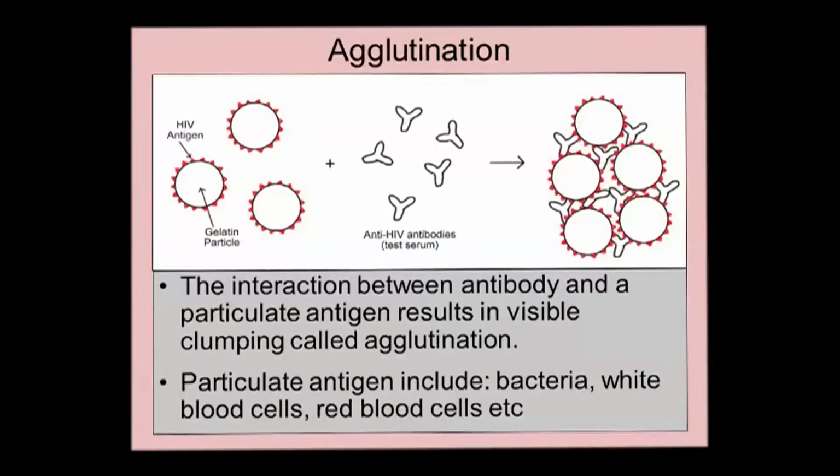Now we know that agglutination or clumping takes place when specific antibodies react with particulate antigen. Particulate antigens include white blood cells, red blood cells, bacterial surface, etc. The immunoglobulins involved in the agglutination process are called agglutinins, whereas the antigenic determinants present on the particulate antigen surface and recognized by the agglutinins are called agglutinogens.